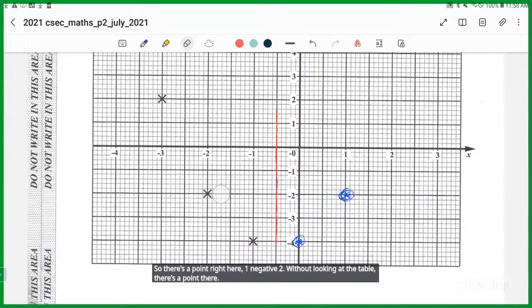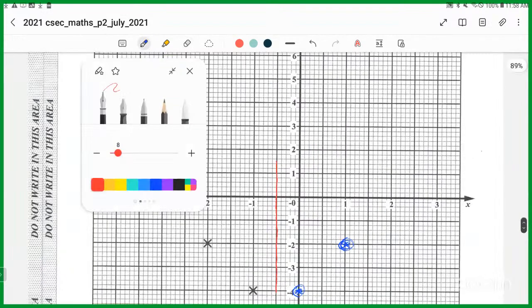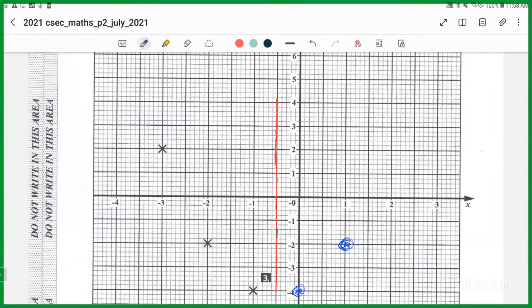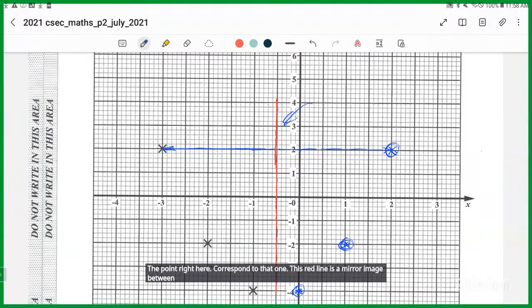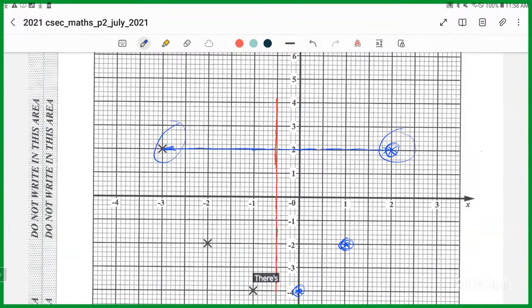And just as though, if I continue up here with this axis of symmetry, look again. I can count off how many units to this point over here: 1, 2, 3, 4, 5 units to this point from the axis. So there's a point across from the axis, the same distance from the axis to this one. I can count it out: 1, 2, 3, 4, 5 units. There's a point right here, corresponding to that one. This red line is a mirror line between those 2 points.